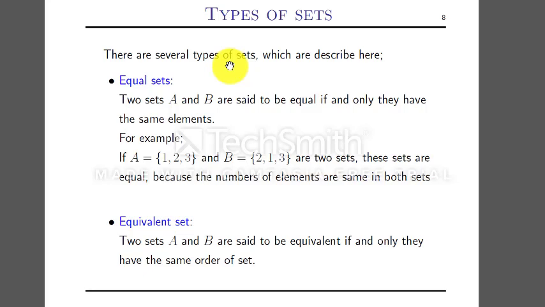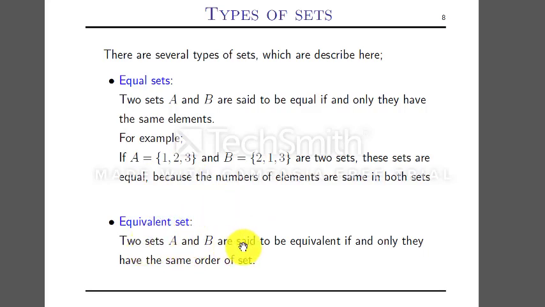Types of sets. There are several types of sets which are described here. Equal sets. Two sets A and B are said to be equal if and only if they have the same elements. For example, if A and B are two sets, A contains 1, 2, 3 and B contains 2, 1, 3. These sets are equal because the number of elements is the same in both sets, and 1, 2, 3 and 2, 1, 3 are the same elements. That's why these two sets are equal.